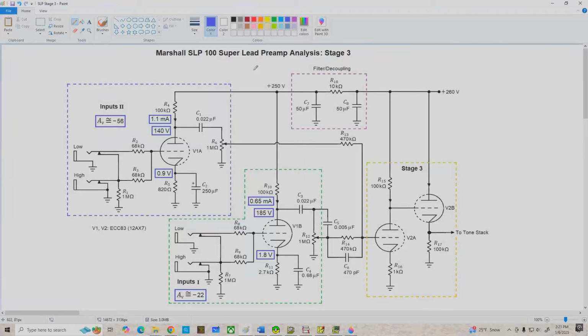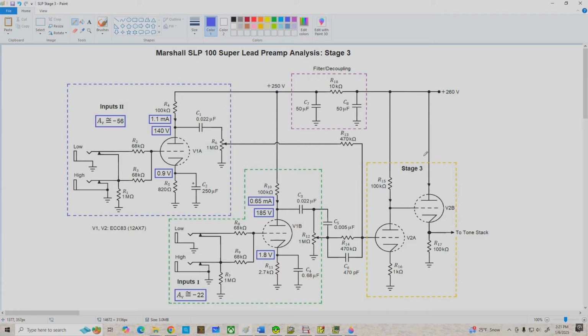Today we're going to complete our analysis of the Marshall SLP preamp. We previously analyzed input sections 1 and 2, and here are the resulting values we got for those two analyses. And we're going to finish up today by looking at stage 3.